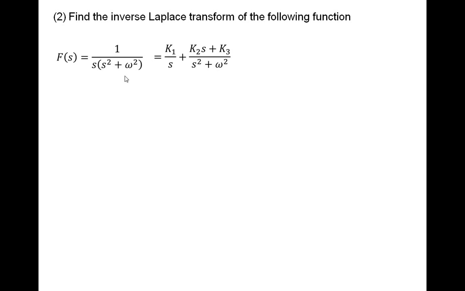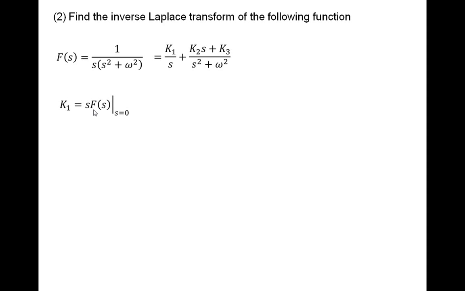As I mentioned during the tutorial session, when we have a second order polynomial with complex conjugate roots, it means in the Laplace domain, in the time domain, we have a function in the form of cosine or sine. So I will keep this fraction as a second order polynomial. To find the values k1, k2, and k3, I will use the partial fraction expansion approach.